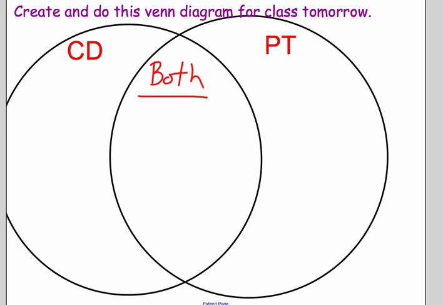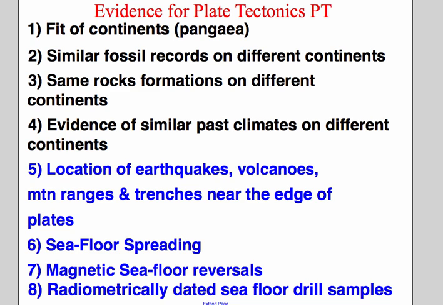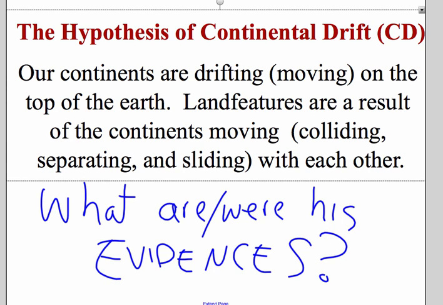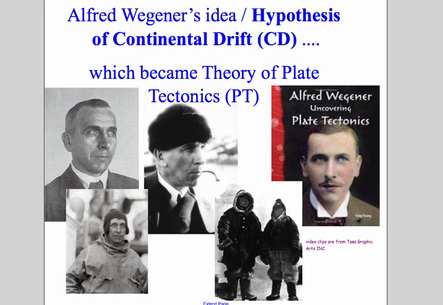For a little review, we're going to hit a couple quick slides. Make sure you have the evidence for plate tectonics, which are all 8 of these, including the 4 evidences for continental drift, and make sure you know what the theory of plate tectonics was solving and how it said it solved the problem of why do we have features where we have features. And the main reason is the H word. And make sure you know what the hypothesis of continental drift was trying to answer and who is the main creator of that. I mean, that's not that bad.